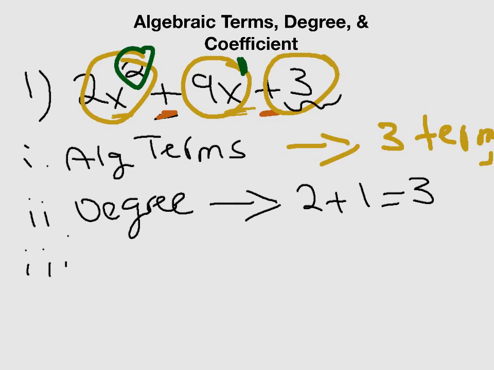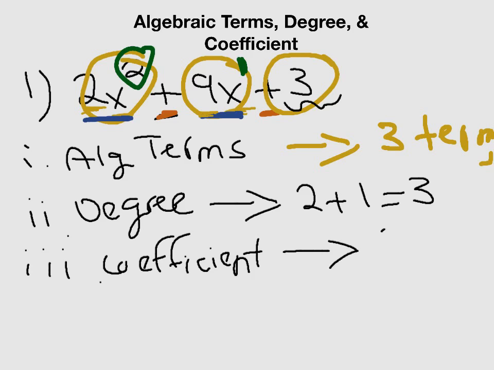And finally, the coefficient. The coefficient is the number in front of a variable. Here, only our first two terms have a variable, 2x and also the 9x. And the coefficients, therefore, would be the 2 and also the 9. So our coefficients are the 2 and the 9.